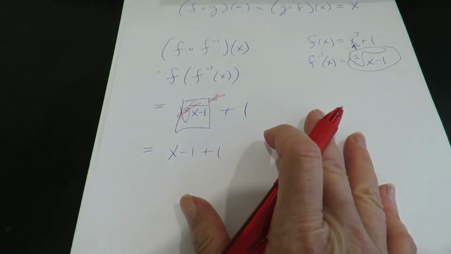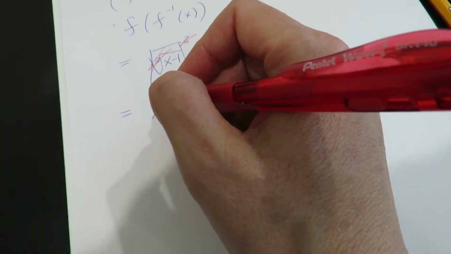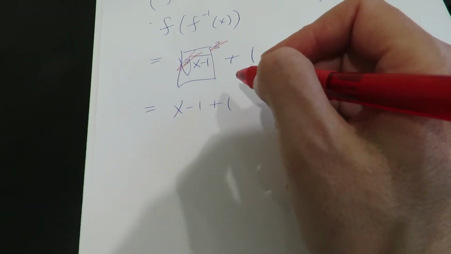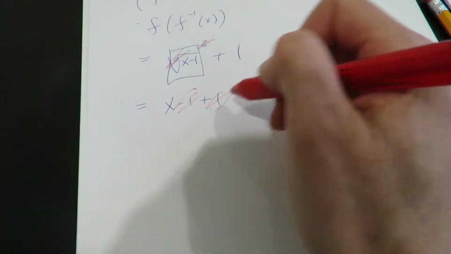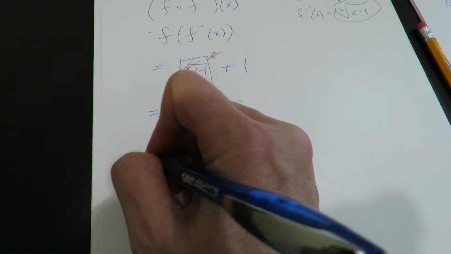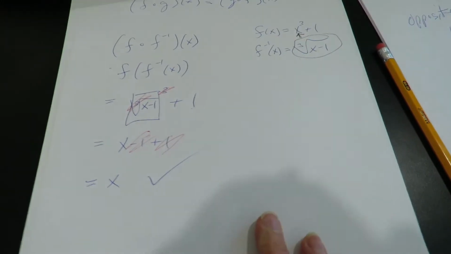The -1 and the +1, I'm sorry, my knee seems to want to be the star in the show. The -1 and the +1 cancel each other, and you get X.